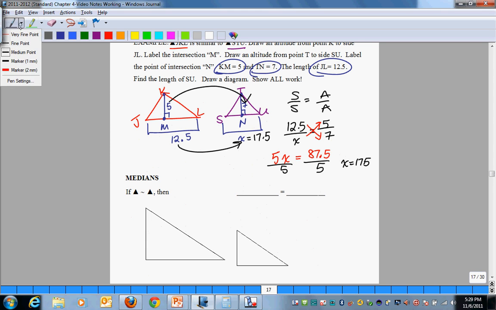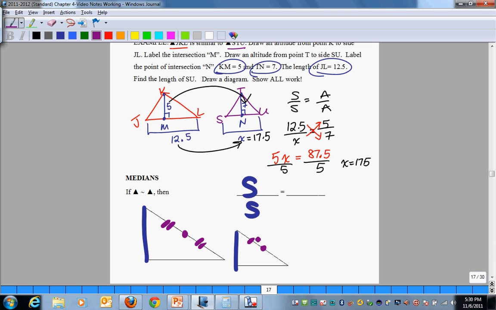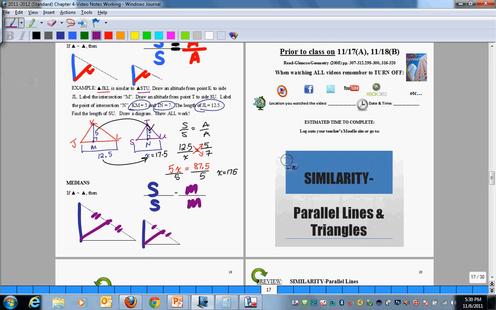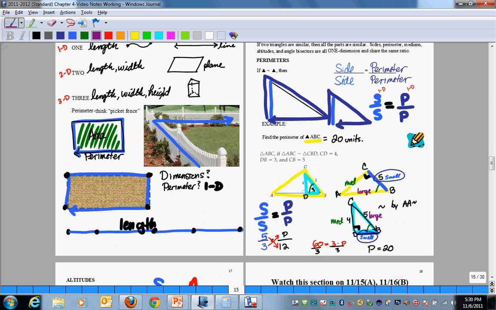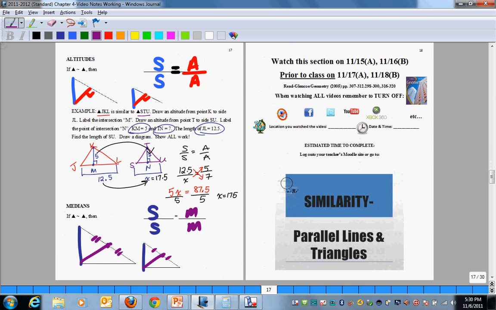Medians have the same concept. If we're to compare side to side, it's also going to equal median to median, because again, medians are one dimension. Side to side also equals median to median. So to recap, we have side over side equals perimeter to perimeter. Side over side equals altitude over altitude. And side over side equals median to median.